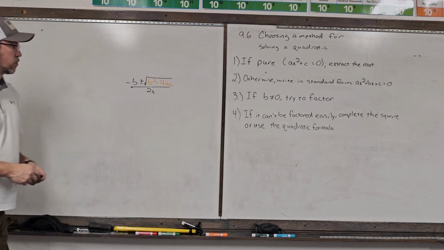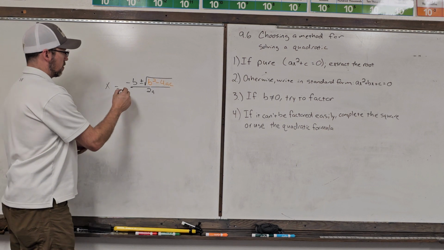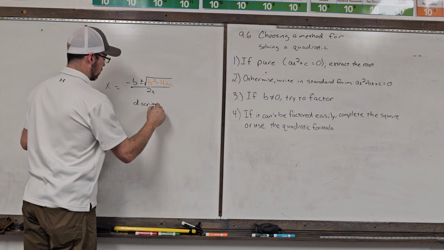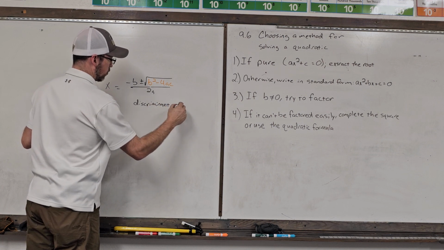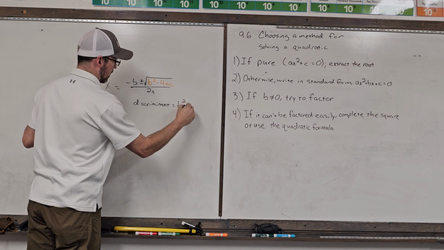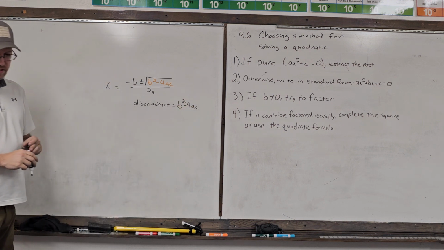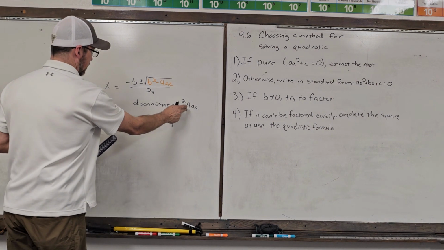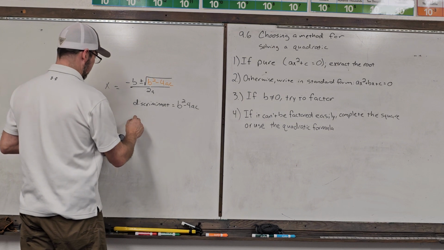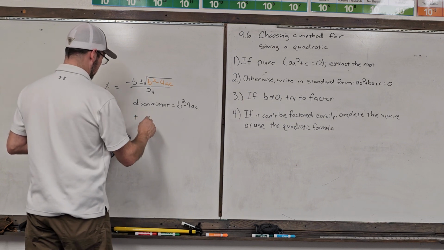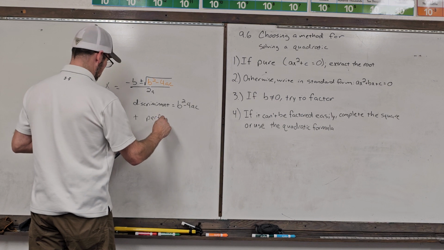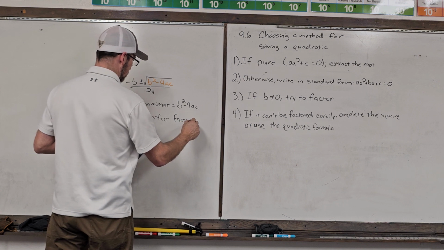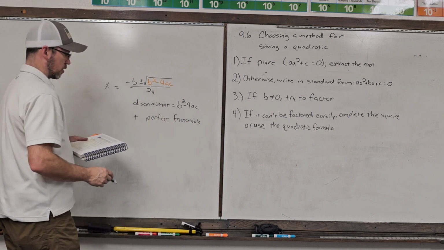The part that's under the radical in the quadratic formula is called the discriminant. So the discriminant is equal to b squared minus 4ac. So there's three different scenarios that we could get whenever we find out what b squared minus 4ac is. All right, if it's positive and a perfect square, that means that it's factorable, and I'm going to solve by factoring.